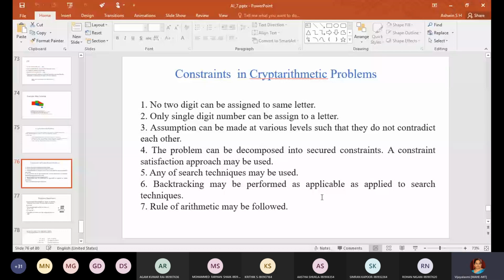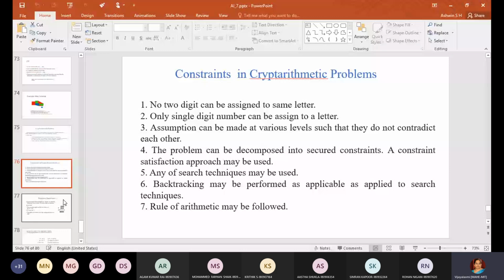Assumptions can be made at various levels such that they do not contradict each other. Sometimes you may have to go for the trial and error method also. The problem can be decomposed into constraints, and a constraint satisfaction approach may be used. Any of the search techniques may be used. You now know many search techniques, so you can make use of them. Backtracking may be performed as applicable to search techniques. And of course, you have to follow the rules of arithmetic.